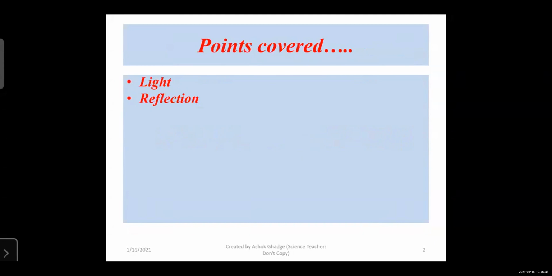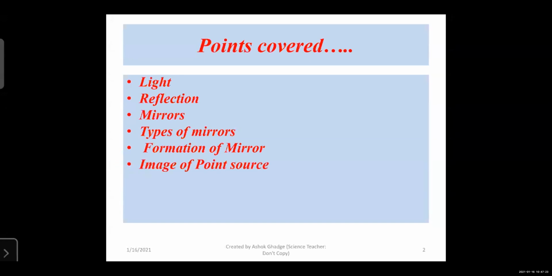Then we studied what is reflection, and what are mirrors. Mirrors are reflecting surfaces. Then we saw the types of mirrors. There are two types of mirrors, that is plane mirror and spherical mirror. Then we saw how mirrors are formed. Mirrors are made of glass coated from the back with aluminum or silver coating, and for protecting the aluminum or silver coating we can coat it with lead oxide.